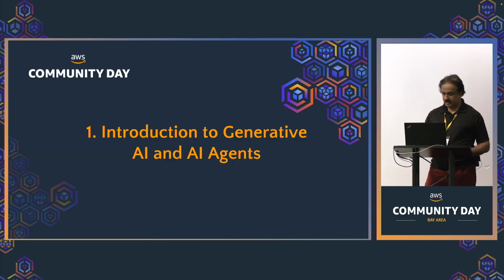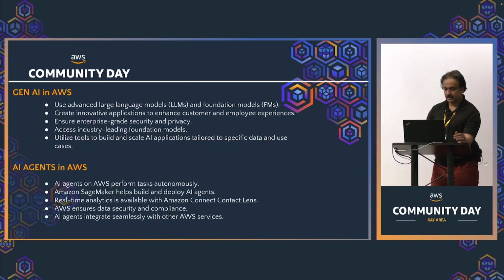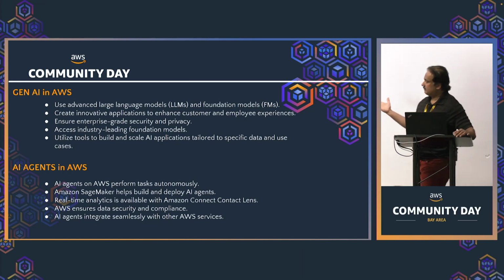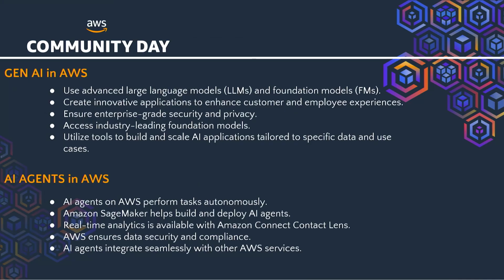So, introduction to Gen AI applications and AI agents. We all know Gen AI applications use large language models to create innovative applications. Most of them are already in use today. You might be already using a lot of these Gen AI applications day to day. AI agents, you develop, build, and deploy using SageMaker to automate some of the most common tasks. And they do integrate seamlessly with other AWS services.